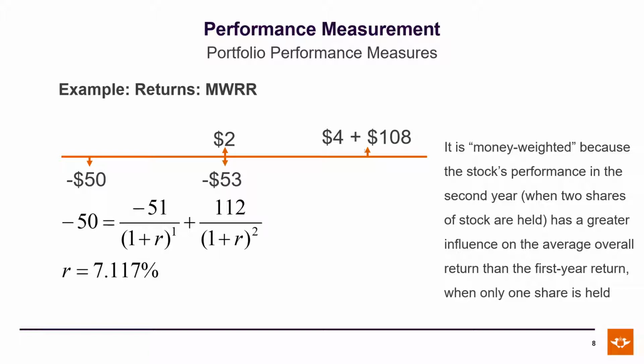So when we look at our calculation, you've got an outlay of $50, and your cash flow in the first year is minus $51, because you outlaid $53 but got $2 in dividends, so the net effect is an outlay of $51. Finally, you receive $112 from your sale and dividends. Doing your internal rate of return calculation using your financial calculator, your return is 7.117%. The reason it is money weighted is because the stock's performance in the second year, when 2 shares of stock are held, has a greater influence on the average overall return than the first year return when only 1 share is held.